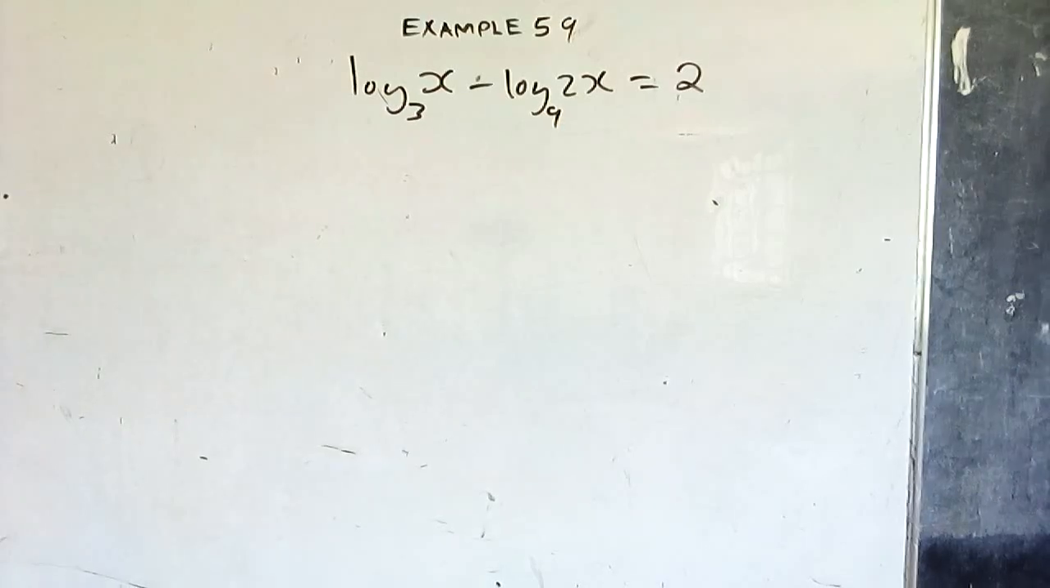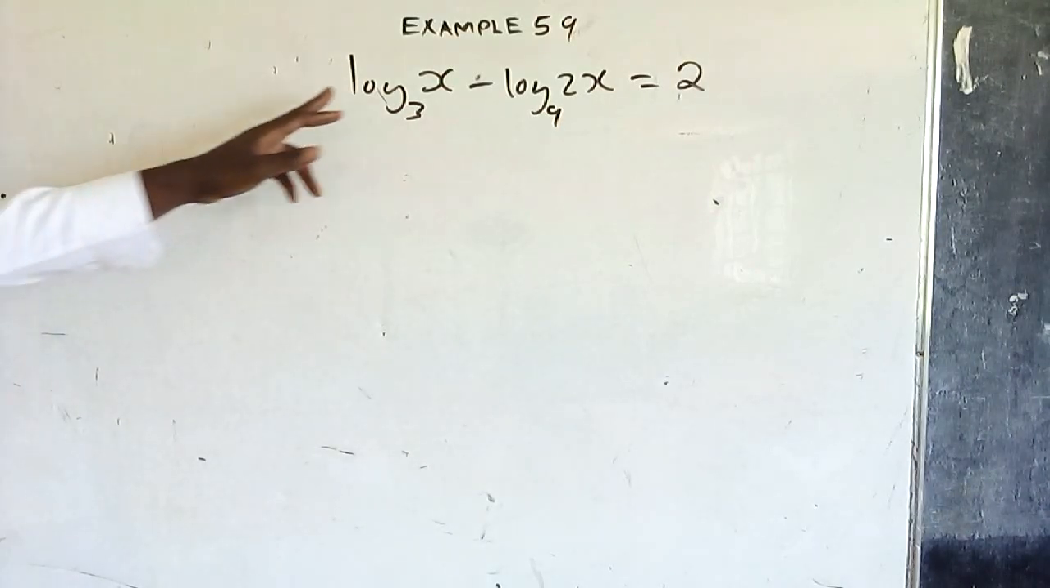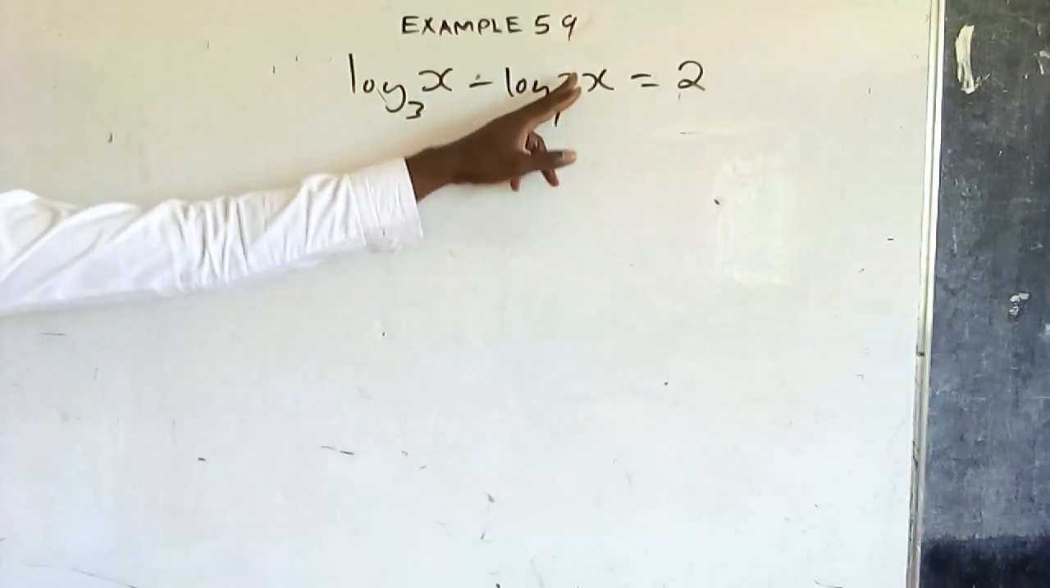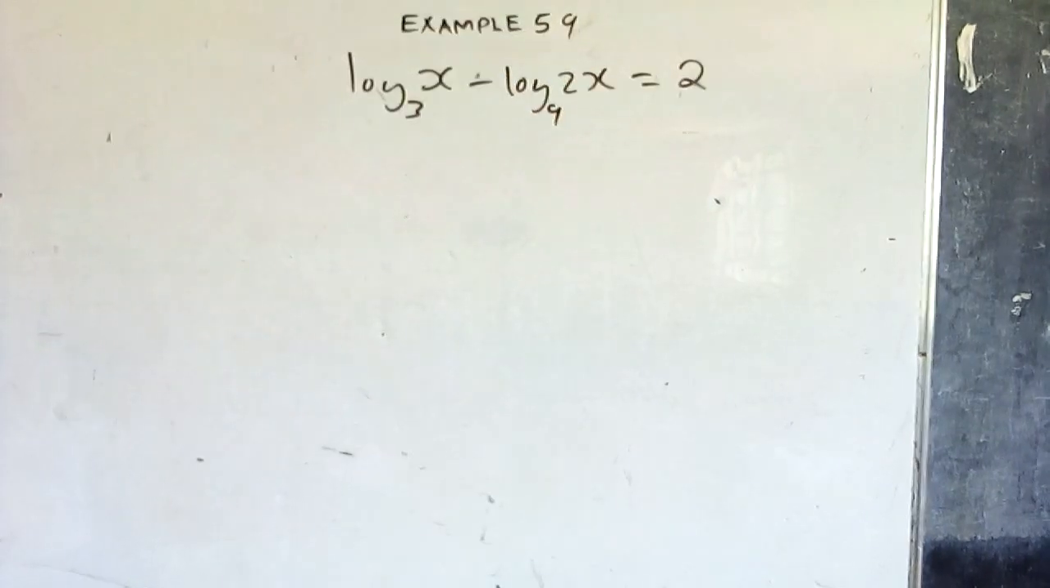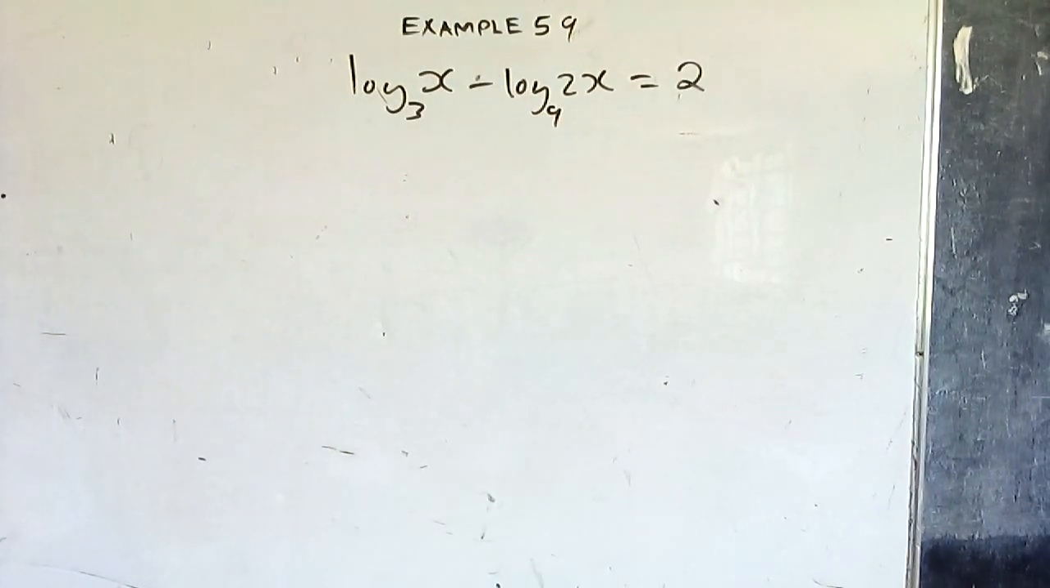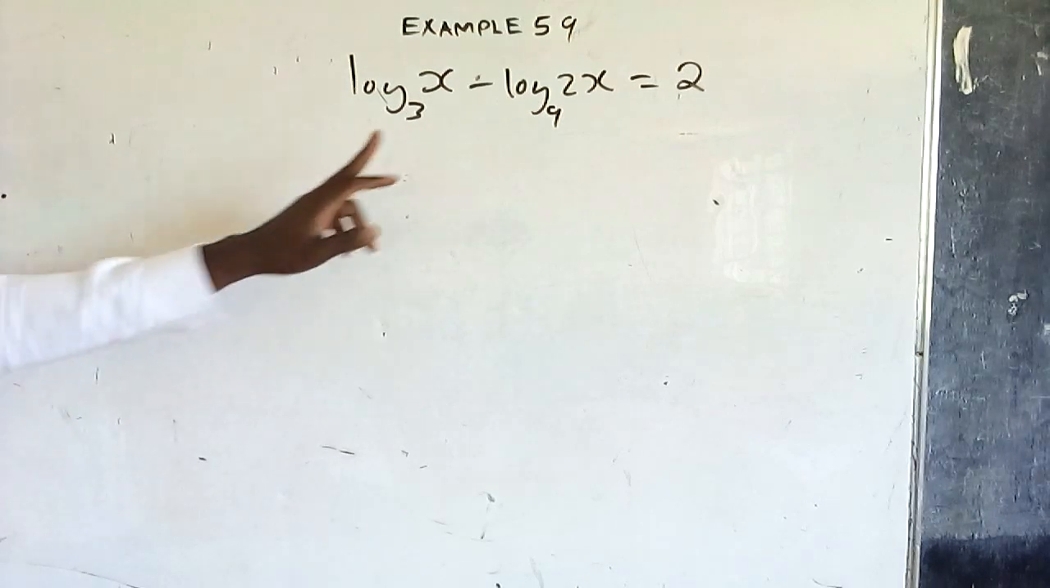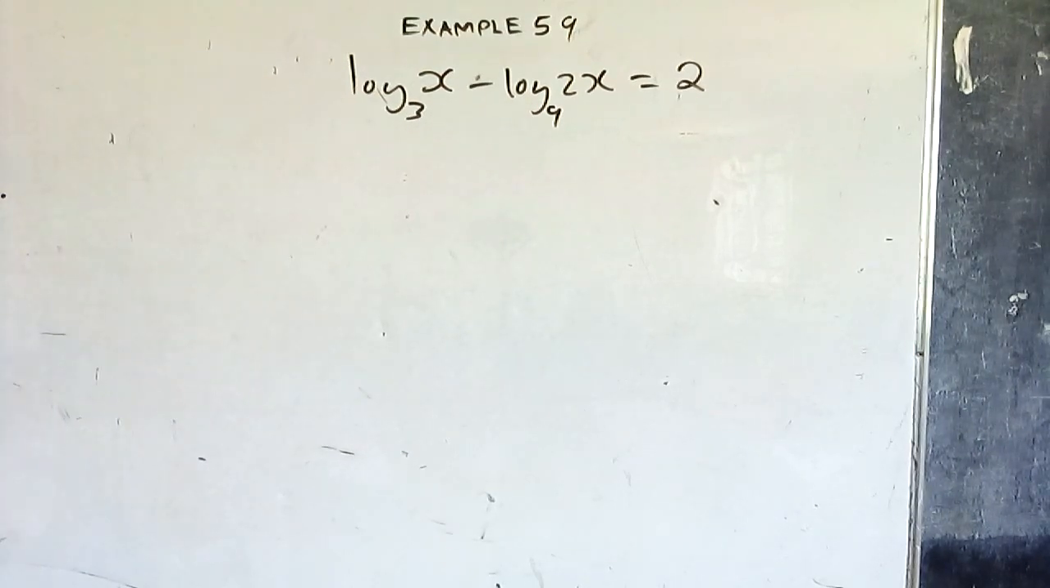59. Solve the following logarithmic equation: log x to base 3 minus log 2x to base 9 is equal to 2. As usual, when you are solving a logarithmic equation, you must have the same base.